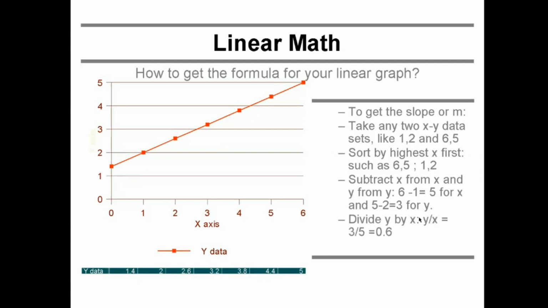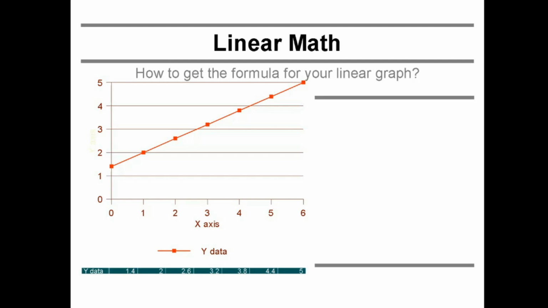Now, divide my y by x. Okay, my y is 3, my x was 5. So 3 divided by 5 gives me, if I want to do it as a decimal, a 0.6. And a 0.6 is the steepness of your slope, or m is 0.6. Now you might get a negative number, depending which way the graph tilts, but that is the tilt or the steepness of your slope. In a sense, it's kind of a 60% slope. Okay, so this is how you get m.